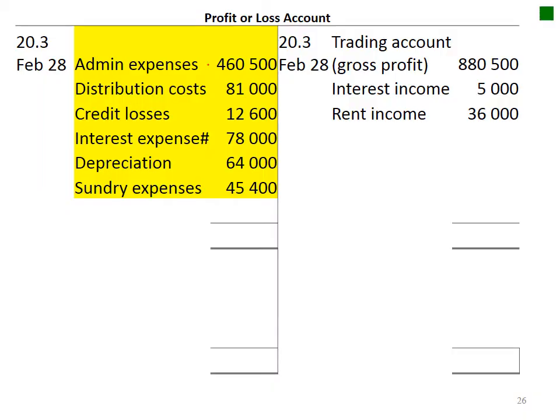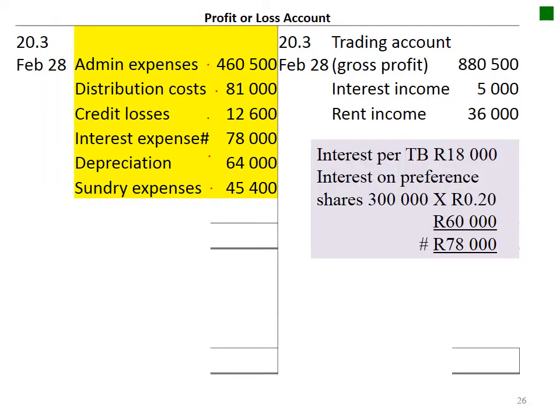So when we put all of these expenses onto the profit and loss account, we are clearing the expense account, so we credit the expense accounts and we're going to debit the profit and loss account. For the interest expense, we had 18,000 on the trial balance, and then for the dividend on the preference shares, we had 300,000 preference shares. Each one gets a dividend of 20 cents. That means that dividend is 60,000 Rand. So the total interest expense is 78,000.